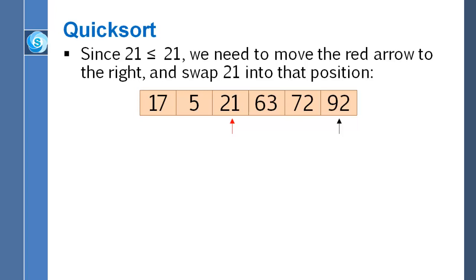So now we're pretty much done with this part of Quicksort, because everything from the beginning of the array up to the red arrow is less than or equal to the pivot. Everything after that is greater than the pivot. Okay, we have the two portions of the array. We got lucky. They actually have the same size. The first portion is 17, 5, and 21, and the second portion is 63, 72, 92. So we got lucky and had an even split here. Both subarrays have size 3.